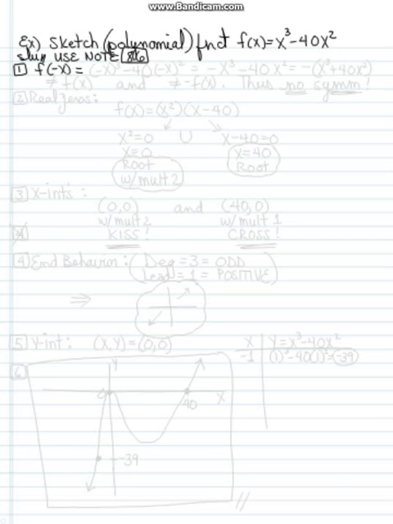F of negative x is equal to negative x to the third minus 40 times negative x to the second. The odd power changes signs, negative x cubed. The even one does not. So that's the same as a negative pulled out, x cubed plus 40x squared. And that is not equal to f of x, and it's not equal to f of negative x, or negative f of x. Thus, no symmetry.